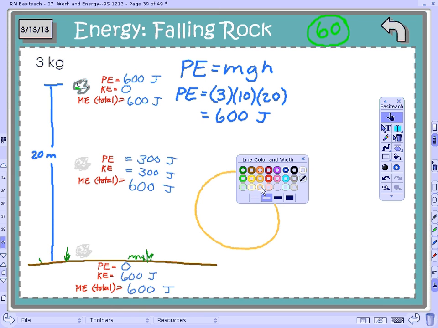You could go the other way. If you threw the ball up, this could easily be a problem about a ball being thrown up, and the same thing would be true. In the beginning, it would have all kinetic, then it would have less kinetic, and then it would have all potential at the peak. Okay, this can go in two directions.